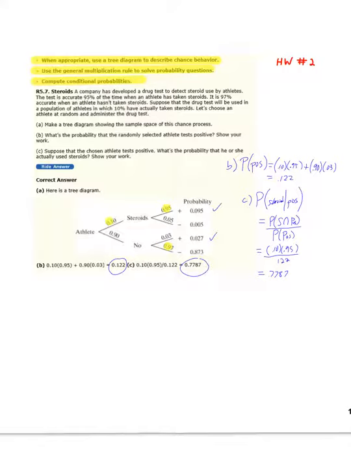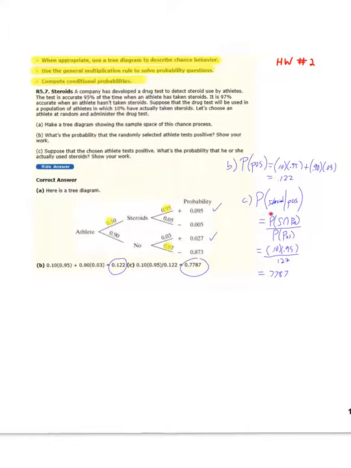Part C, suppose that an athlete tests positive. What's the probability that he or she actually used steroids? So now in part C, it's super important to realize that that was a conditional probability question. Suppose the athlete tests positive. That's your given condition. Find the probability that they actually are steroid users.